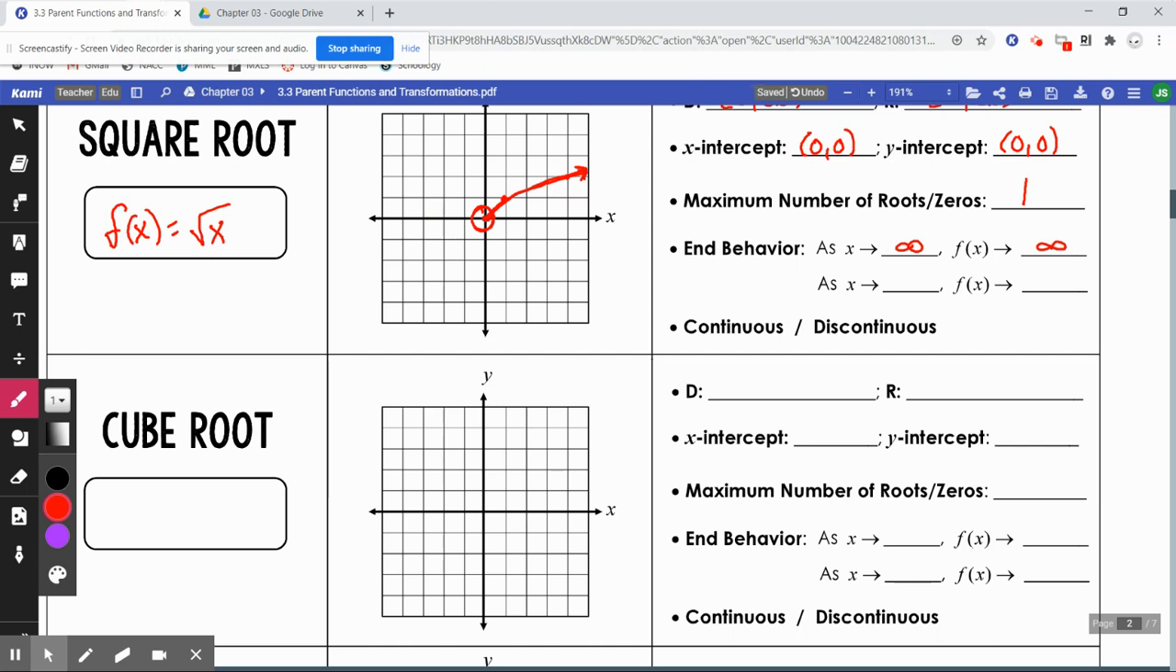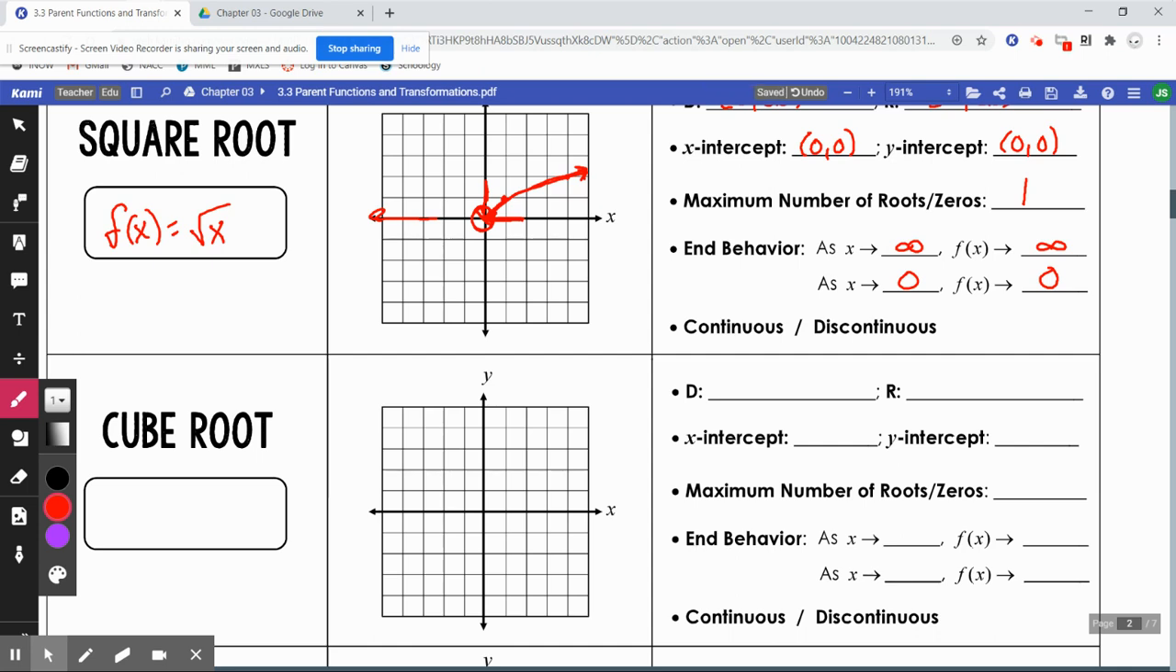So let's change that, because we don't go past 0. Instead of saying as x approaches negative infinity, we're going to say as x approaches 0, which is the first point on our graph. That's our first x value. And as we get closer and closer to 0, my y value also gets closer and closer to 0. Finally, is this a continuous graph?